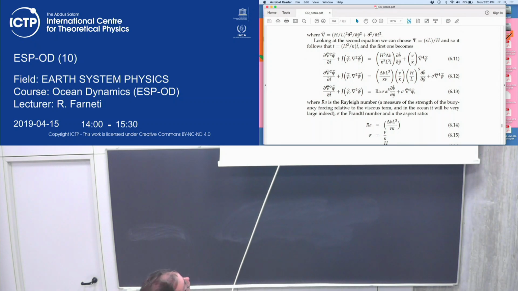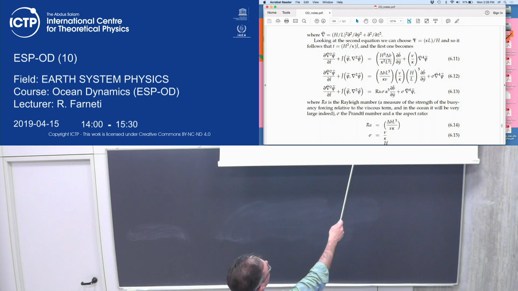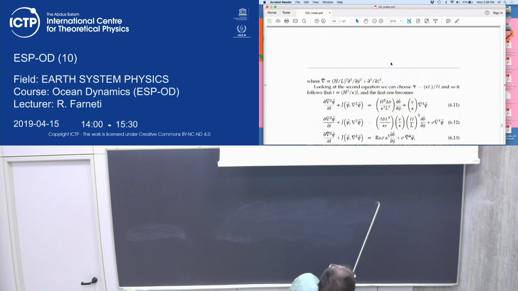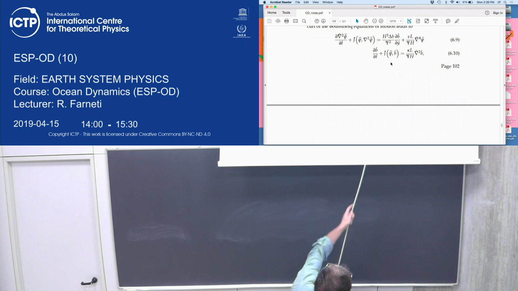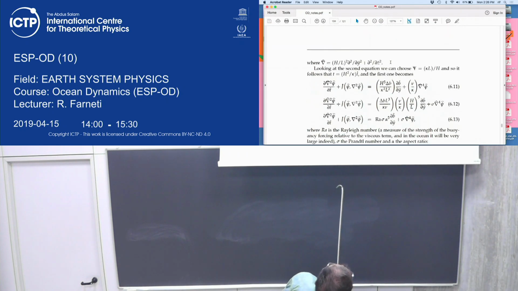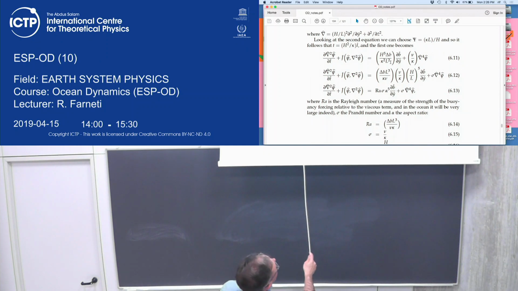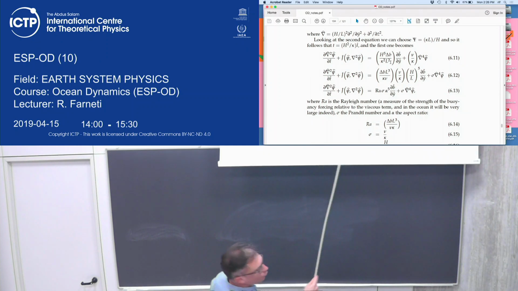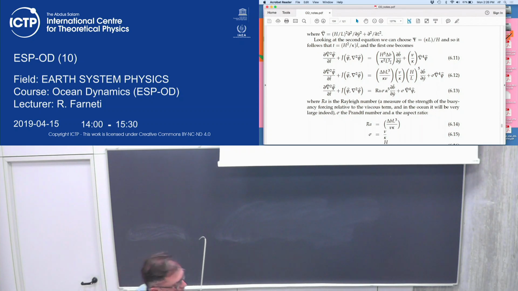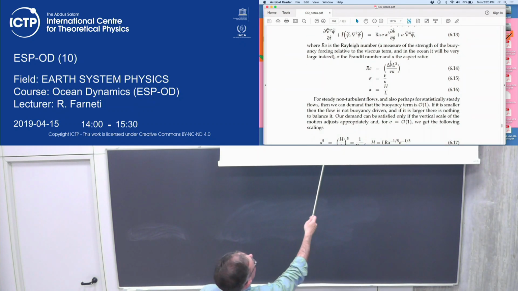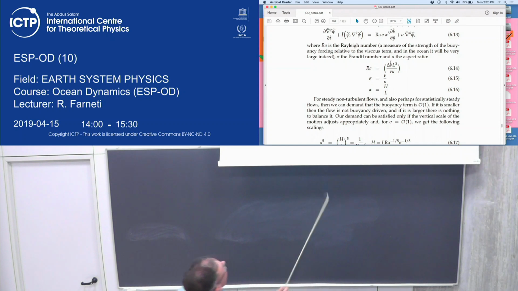Now you can make the choice of psi, the non-dimensional stream function, like this, and you start substituting things into your equation. You rearrange your terms a little bit, and eventually you get these three nice parameters here at the bottom: this sigma, this alpha, and this number.